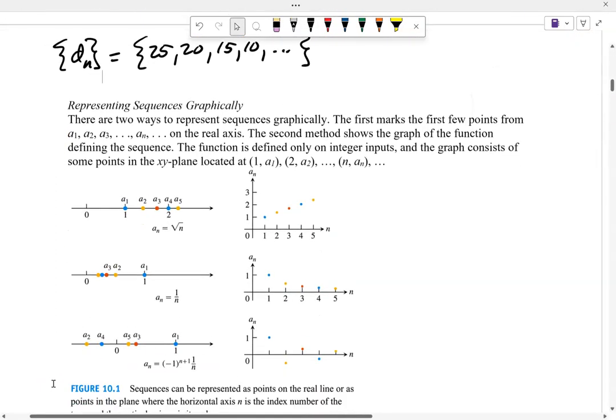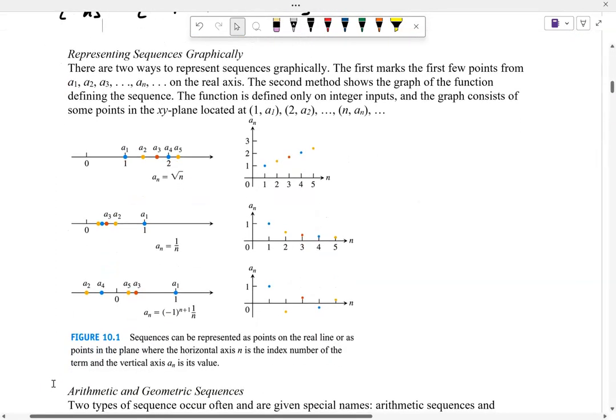All right, there's also a couple different ways to represent sequences graphically. The first one here is like if it was square root of n. So square root of 1 is right there at 1. Square root of 2 is like 1.4-ish, right? Square root of 3, 1.7-ish. Square root of 4, of course, is 2, right? And then square root of 5 is 2 point something, whatever that is. Anyways, you could graph them on a number line, right? And you could show them, label them A1, A2, A3, A4.